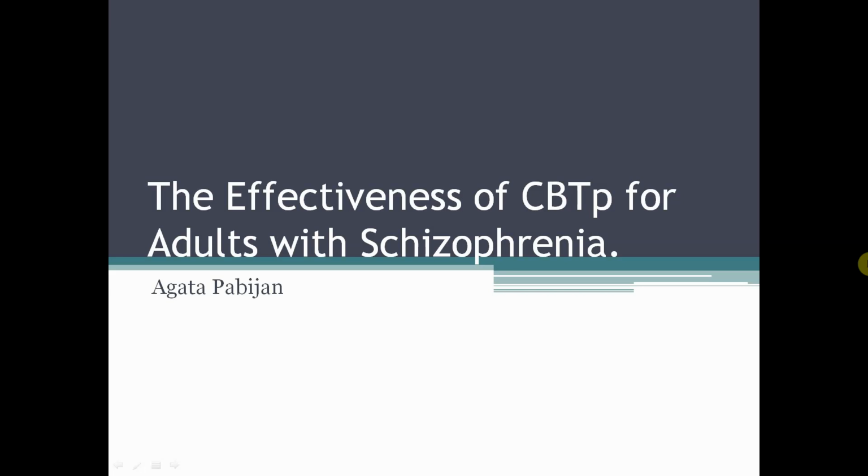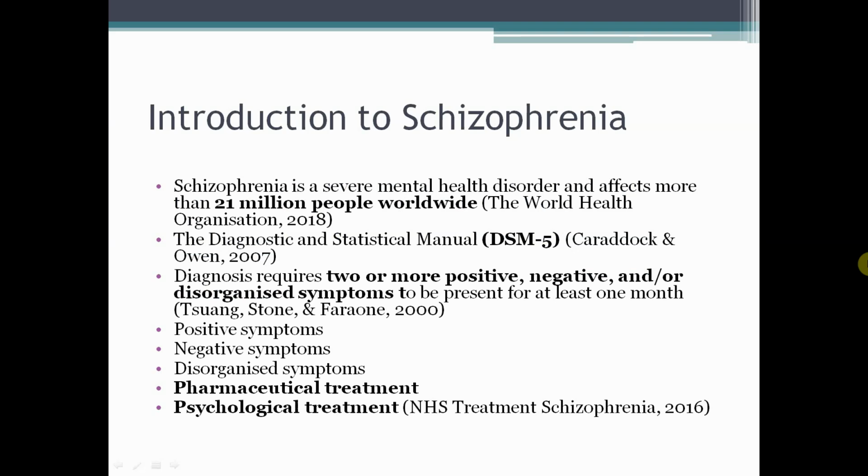The effectiveness of CBTP for adults with schizophrenia. The main purpose of this presentation will be to outline the key principles of cognitive behavioral therapy for psychosis, CBTP, and then critically evaluate the evidence for the effectiveness of CBTP for adults with schizophrenia.